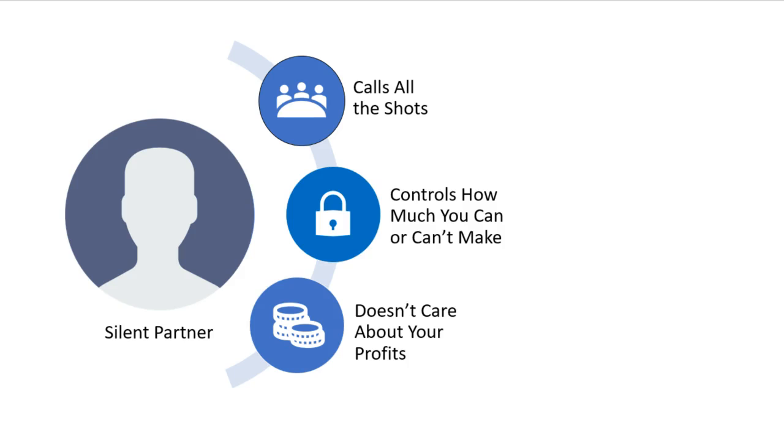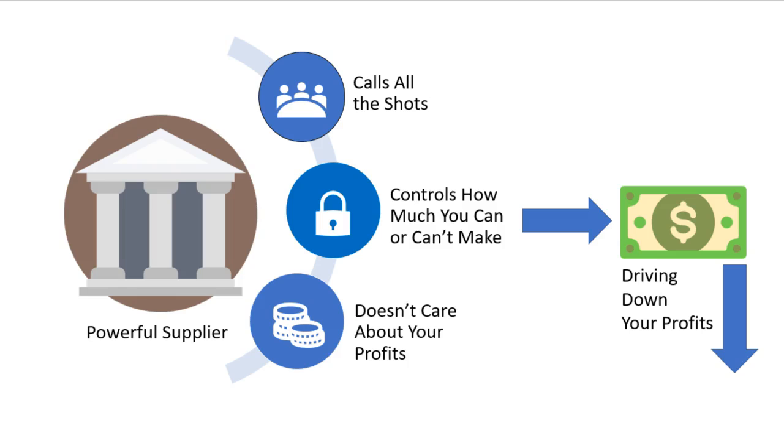If you're relying on platform-specific retargeting cookies, you're letting those ad platforms like Facebook and Google dictate what you can do, how you can do it, where, for how long, pretty much everything. They're the silent, controlling business partner you never knew you had and didn't invite in, one who calls all the shots and controls how much profit you can or can't make. And to make matters worse, they don't care at all about your profits, they care about theirs. They're what's known as a powerful supplier, and they're driving down your profits. More on that in a second. For now, just realize that you don't have a say in any of this, let alone a vote.